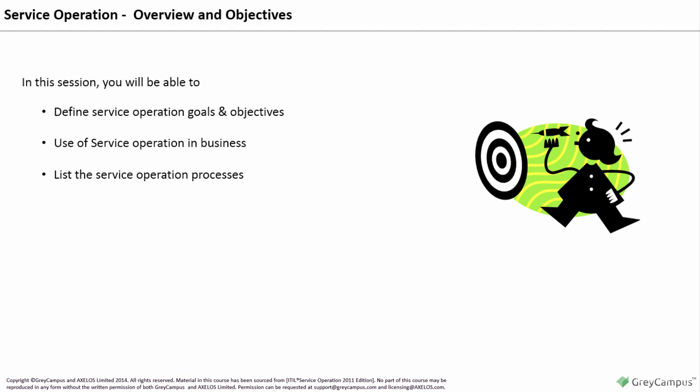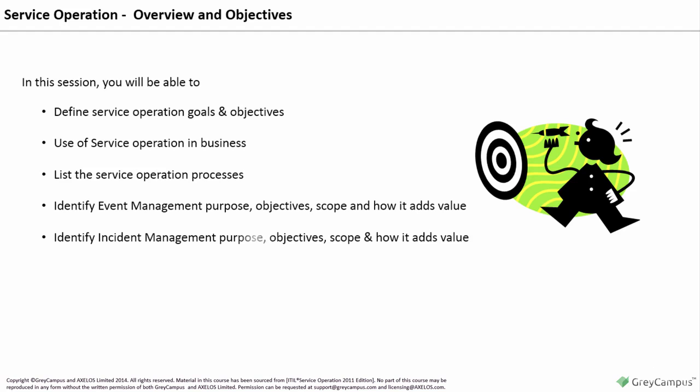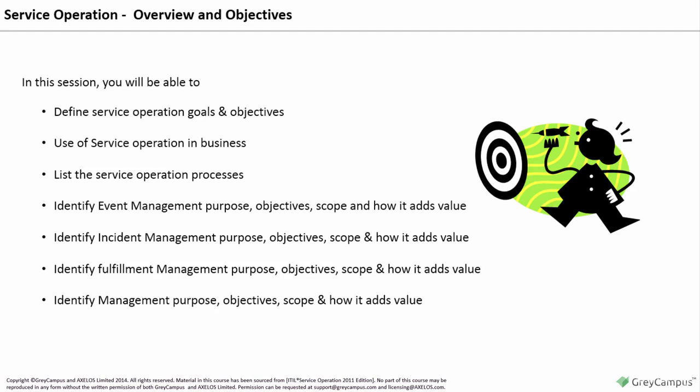business, list the service operation processes, identify event management purpose, objective, scope, and how it adds value. Identify incident management purpose, objectives, scope, and how it adds value. Identify fulfillment management purpose, objectives, scope, and how it adds value. Identify management purpose, objectives, the scope, and how it adds value. Classify different type functions in service operation.